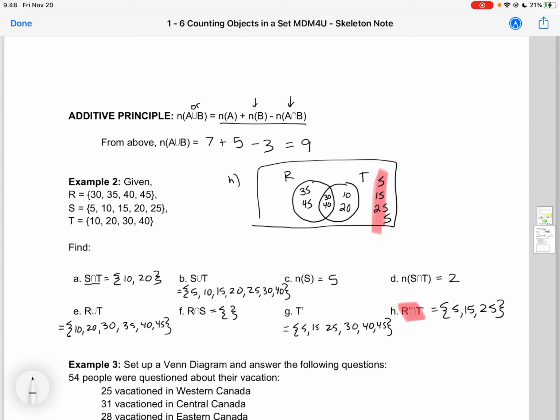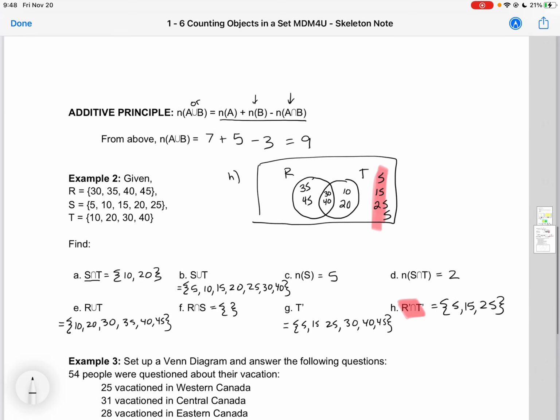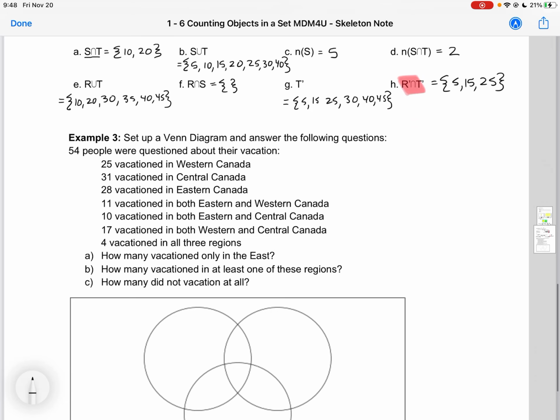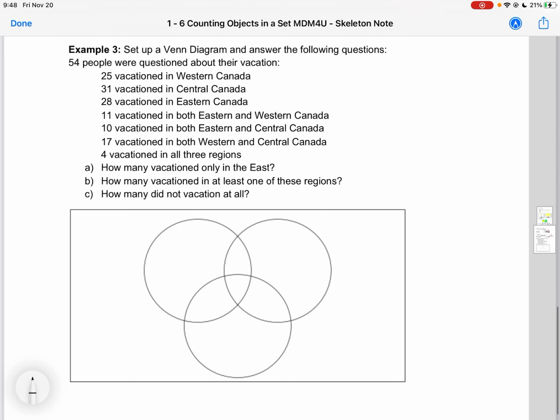You could draw a Venn diagram for the rest of the questions, depending on how easy it is for you to pick out the commonalities between the sets. The last example that we're going to do here is to set up a Venn diagram, and we're going to answer the following questions. So here gives you the information about the Venn diagram. So I know that the total in my universe, or my universal set, is 54 people. In this circle are going to be the people that vacation in Eastern Canada, Western Canada, and then Central Canada.